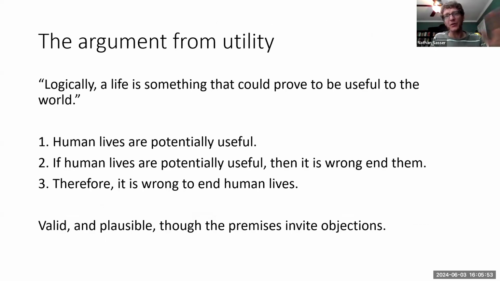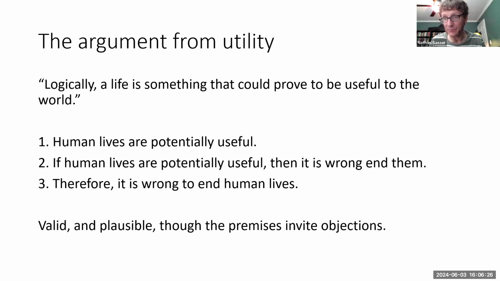All right, indulge me in one more from that rich paragraph we started with. Logically, a life is something that could prove to be useful to the world. If we formalized it, it would go like this. Human lives are potentially useful. And then I'm going to use the modus ponens magic trick to add the second premise here. If human lives are potentially useful, then it's wrong to end them. Therefore, it is wrong to end human lives.